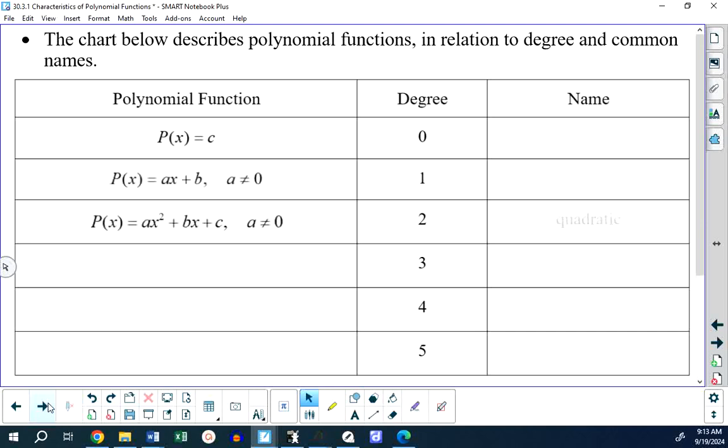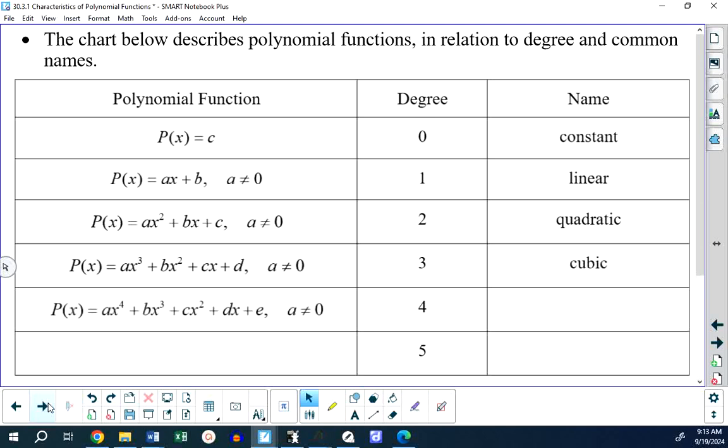And that is quadratic. Capiche? Okay. Well, you are expected to know that when you have a degree 3 polynomial function, which would look like this, so a, b, c, and d are just the coefficients of all of the terms, it's called cubic. You're expected to know that a degree 4 is called quartic. And you are expected to know that a degree 5 is called quintic.